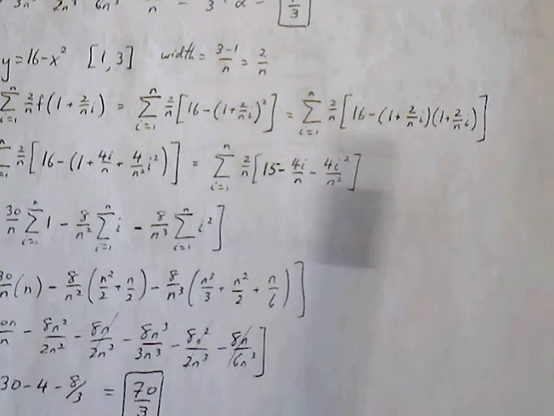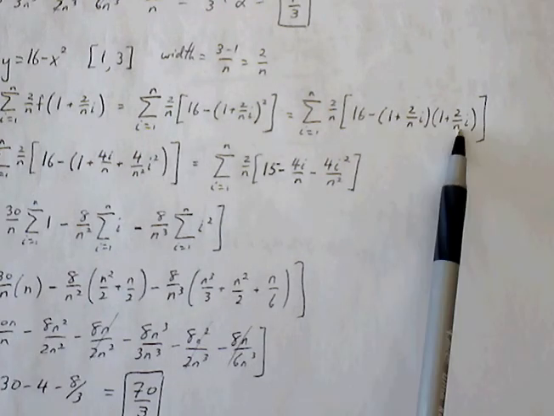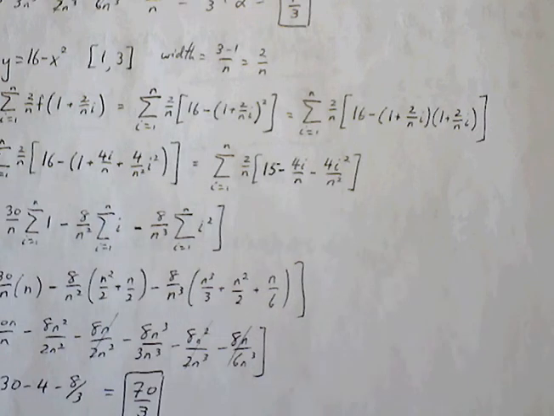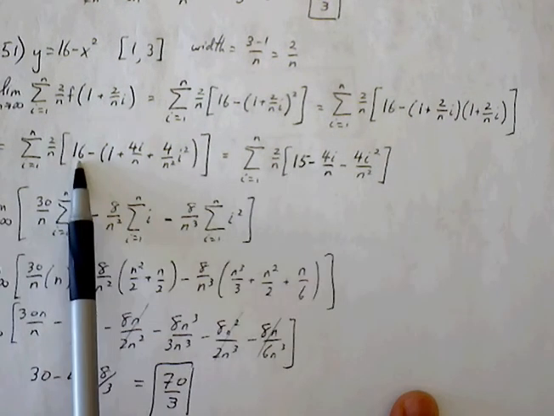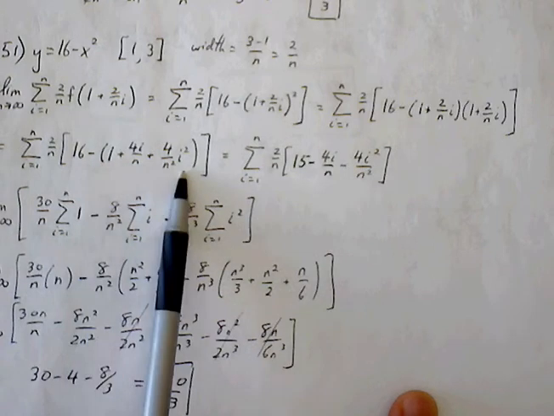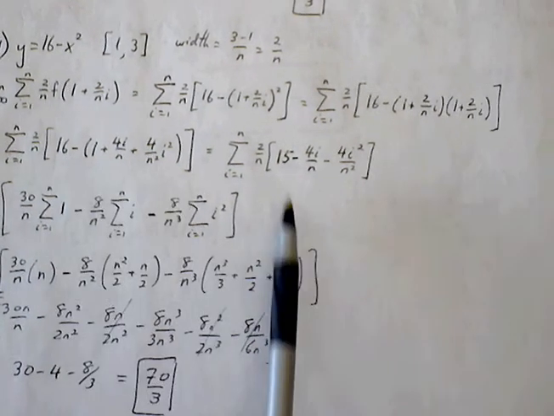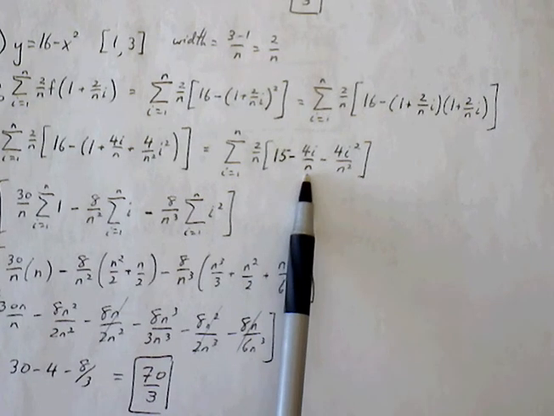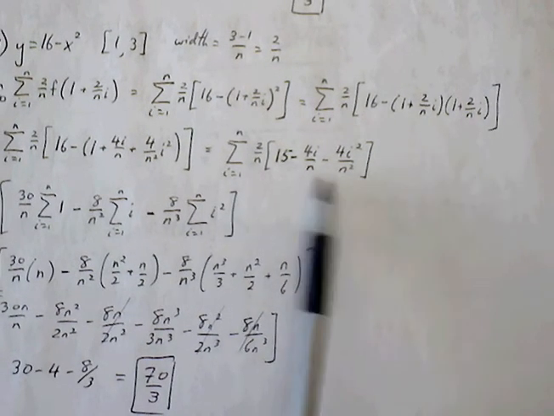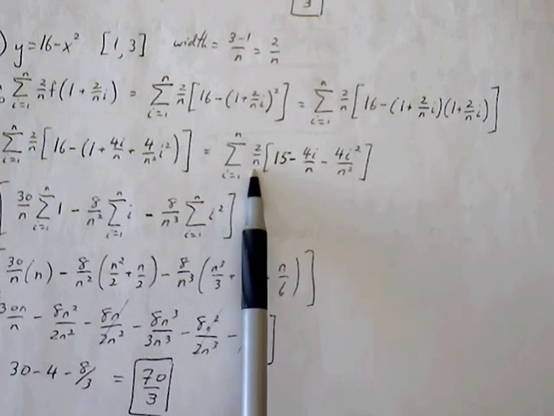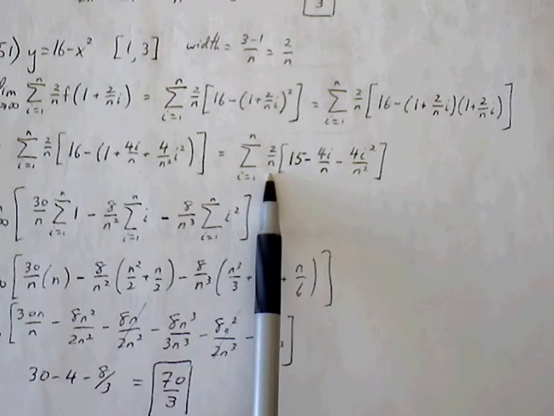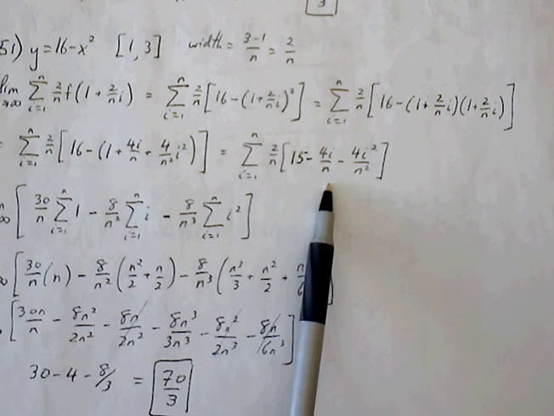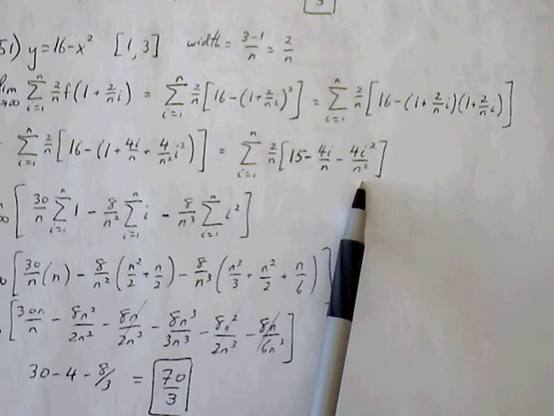We can write this out twice, full this out: 1 plus 4i over n plus 4 over n squared times i squared. Distribute the negative through, and I'm also going to combine 16 minus 1, which is 15, minus 4i over n, minus 4i squared over n squared. And finally, don't forget the width. We're going to distribute that through as well. So I get 30 over n minus 8i over n squared minus 8i squared over n cubed.